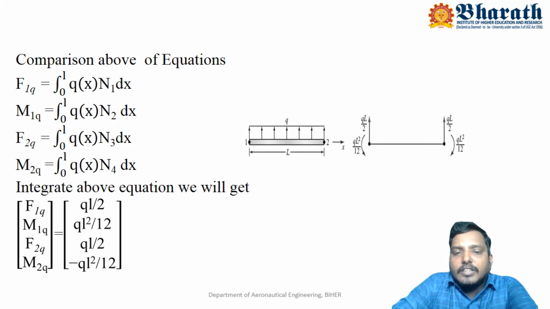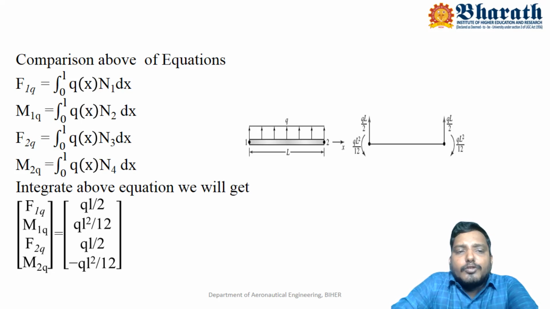Now, if the beam is subject to a uniformly distributed load, q is constant over the length of the beam. Therefore, in this equation, F1q is equal to the integral from 0 to L, where q is constant, times N1, which is a function of x. Therefore, you have to substitute the N1 value, then integrate. Since the uniformly distributed load is constant, we take it outside of the integration. Then we integrate N1, and we get the distributed nodal force at node 1. The F1q value is equal to qL by 2.